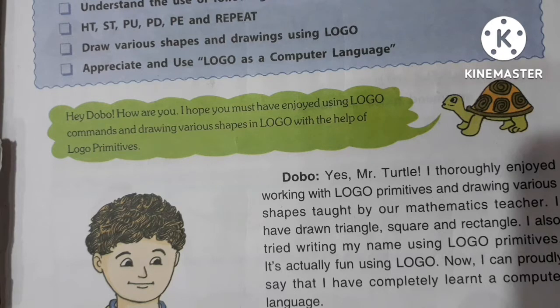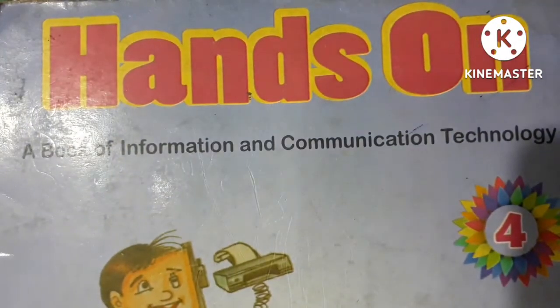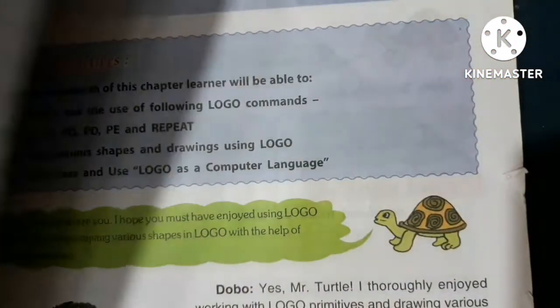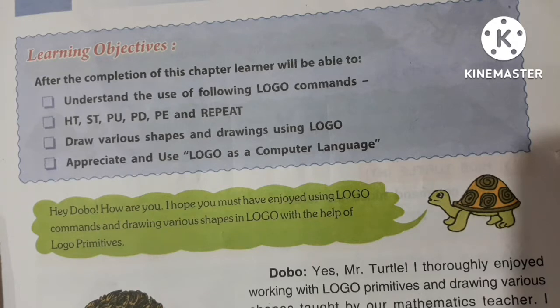Now, this chapter is Logo 2, chapter 5, class 4, hands-on. Here in this chapter we will mainly discuss and understand the use of the following Logo commands: HT, ST, PU, PD, PE and repeat. Draw various shapes and drawings using Logo. Appreciate and use Logo as a computer language.